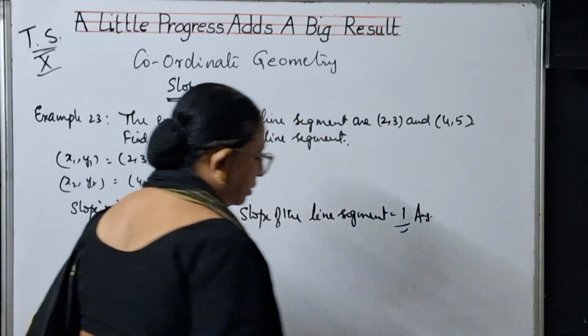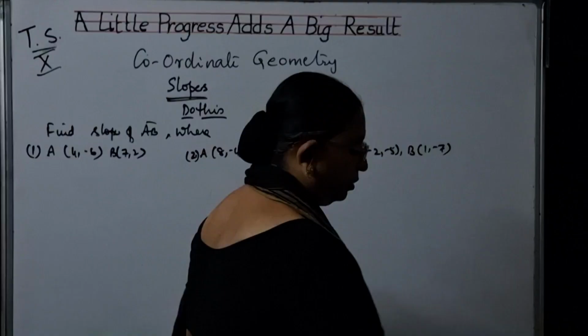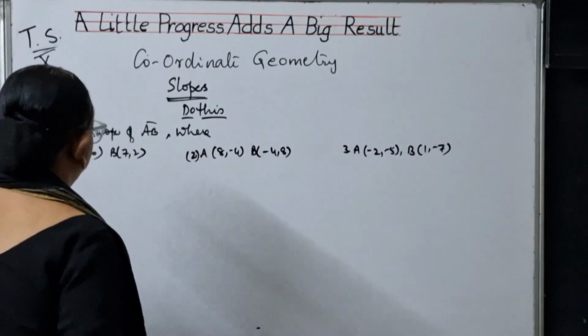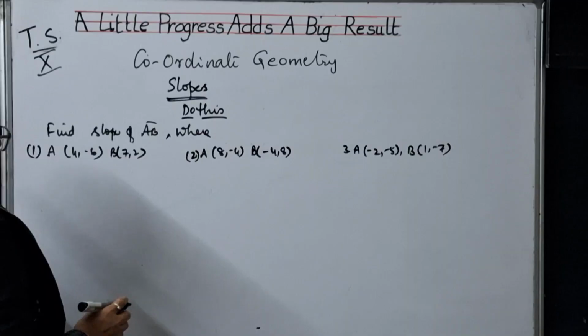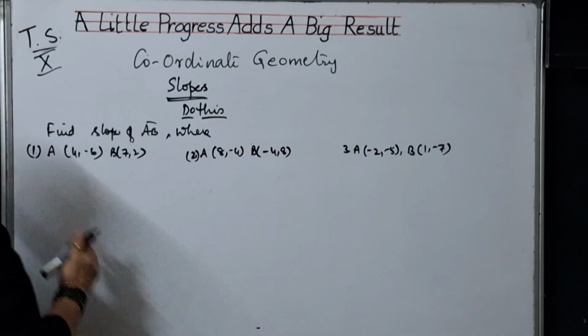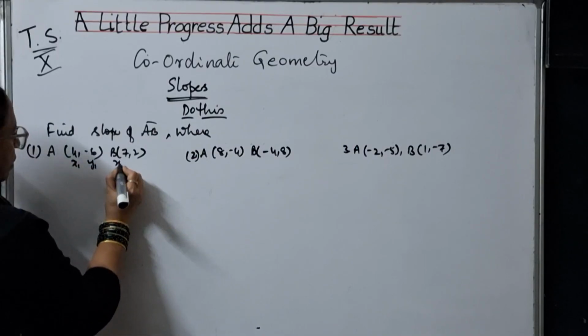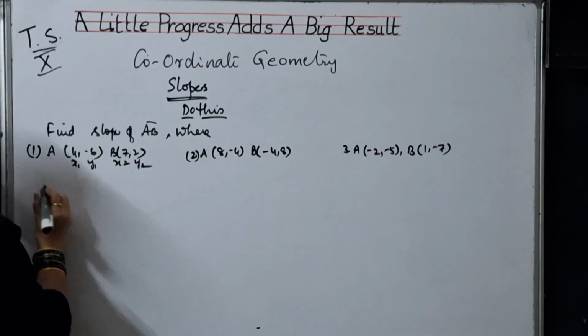Very simple sums these are. Please note it down. Now do these sums, children. You have to find the slope of line segment AB. They have given A and B. So let us see the first one. This is x1, y1, x2, y2.